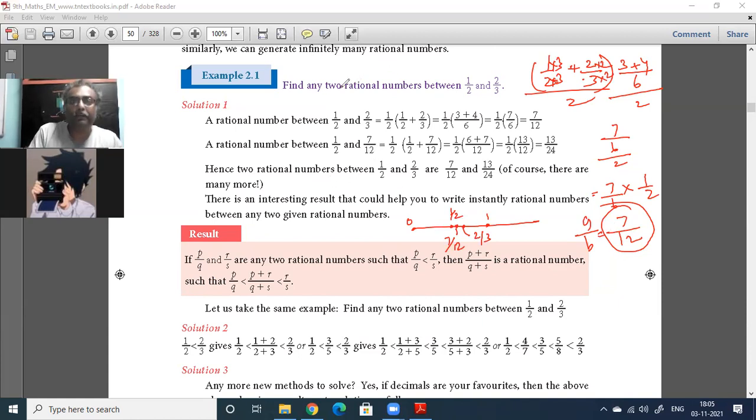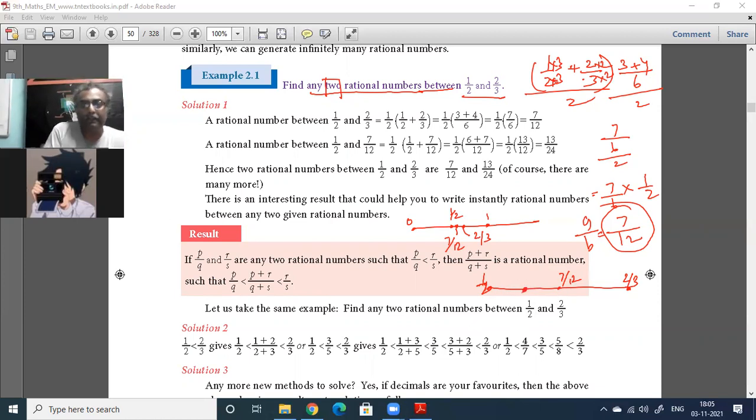Now they are telling what you find: find any two rational numbers between half and 2/3. Any two they wanted. Only one you found out, that is 7 by 12. Now let us take this is half and this is 2/3. Now you have 7 by 12 exactly in the middle. You can find the number that is exactly in the middle between half and 7 by 12.